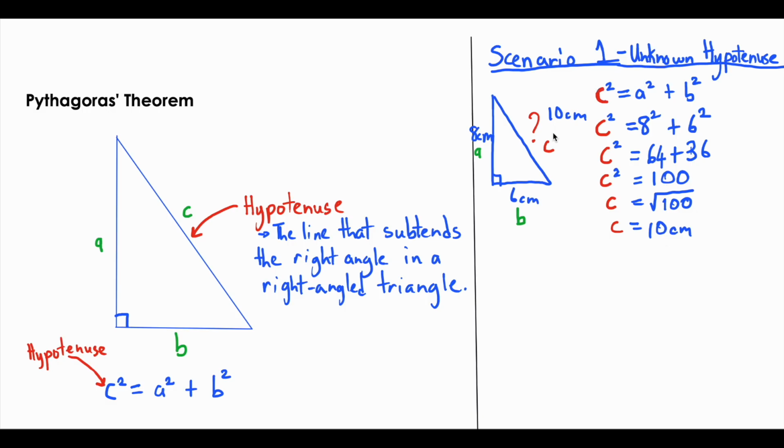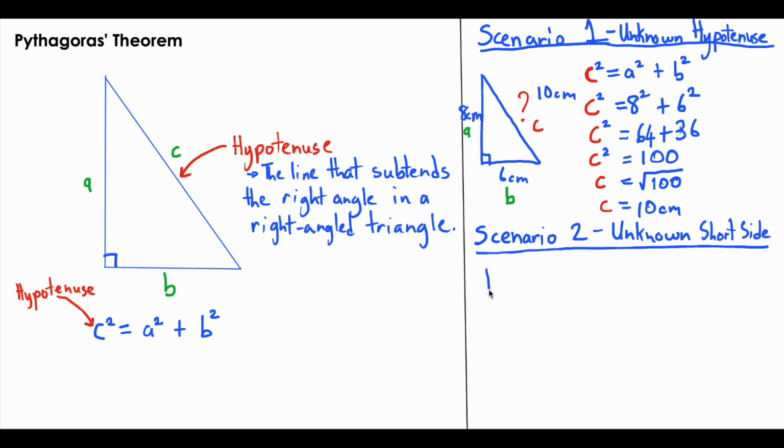All right. So take this down, and then we look at scenario 2, and that's when the shorter side is unknown. One of the shorter sides is unknown. All right, so scenario 2, unknown short side. So for this case now, we're going to use the same triangle, but this time we're going to make one of the short sides unknown.